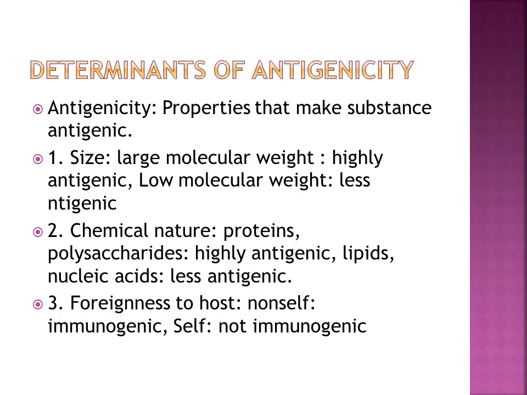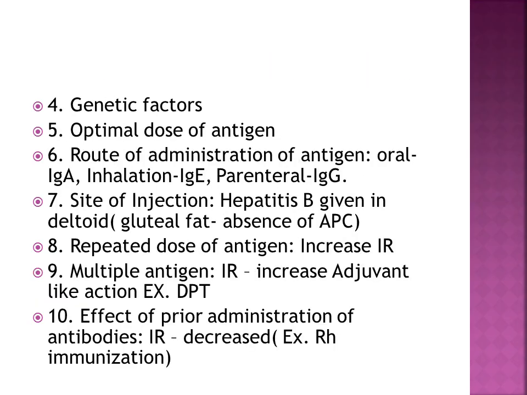Then third factor is foreignness to host. So if it is non-self, it is immunogenic. Self, mostly they are not immunogenic. Then genetic factors. Then next is the optimal dose of antigen. Then next is the route of administration of antigen. If you give antigen orally, then there is production of IgA antibody. In inhalation usually there is production of IgE antibody, and parenteral, that is intramuscular or IV, it is production of the IgG antibody. Then site of injection.